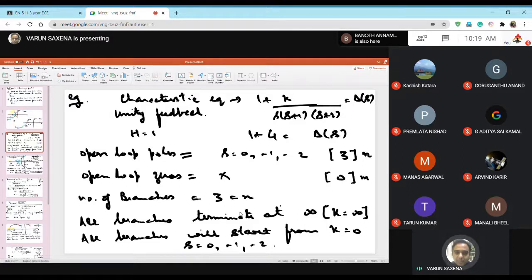Generally, a branch starts from an open loop pole and it terminates either at an open loop zero or at infinity. So there are no open loop zeros. So the branch or the branches will terminate at infinity. Okay, so this is what it is.